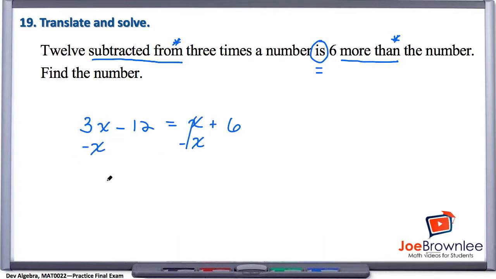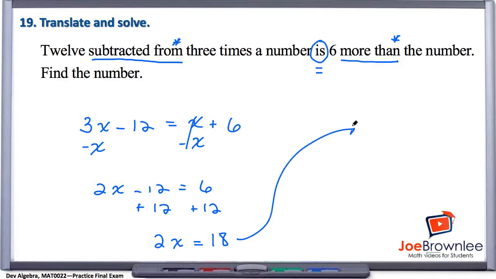Here on the left, we have 3x minus x. Well, that gives us 2x minus 12 equals 6. We want x all by itself, so let's add this 12 to both sides. We end up with 2x equals, and 6 plus 12 is 18. I'm going to go ahead and finish up over here. So 2x equals 18 is where we were. And last step, we'll divide by 2 on both sides. And so we end up with x equals 18 divided by 2, positive 9.